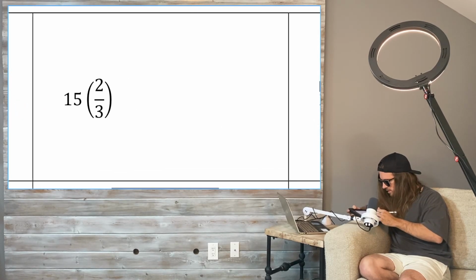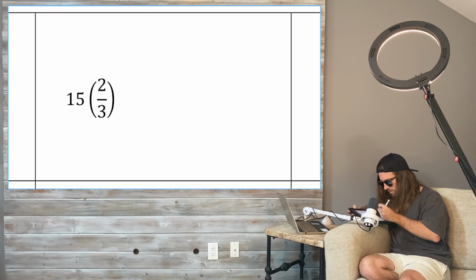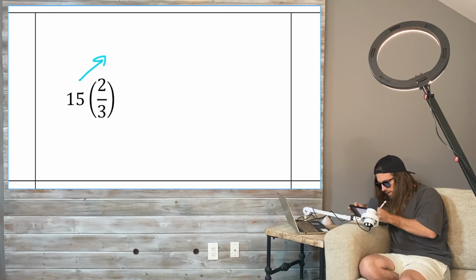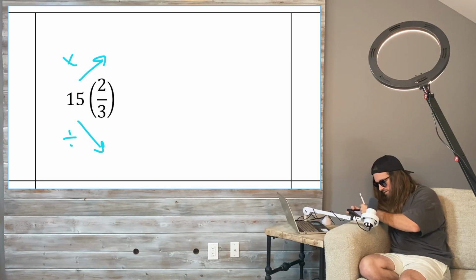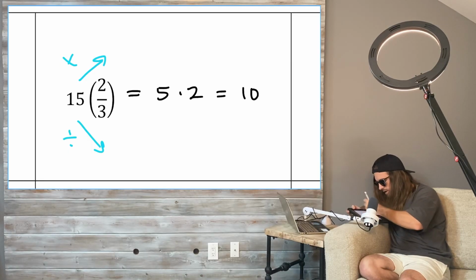Here comes the next one. Multiply up and divide down. Here we can divide down. 15 divided by 3 is 5, times 2 is 10. The answer is 10.